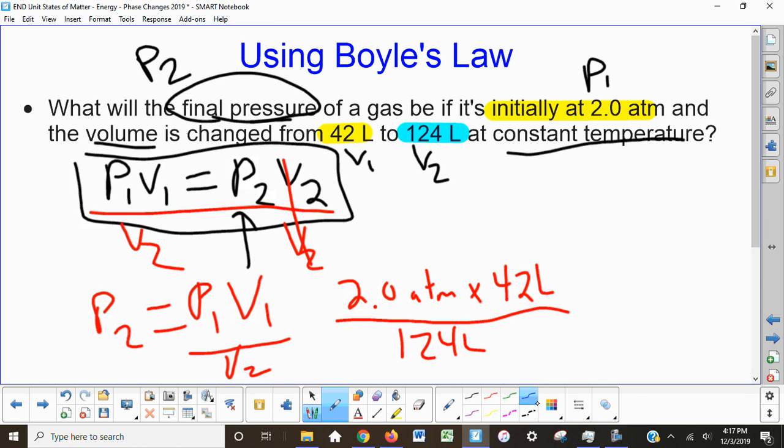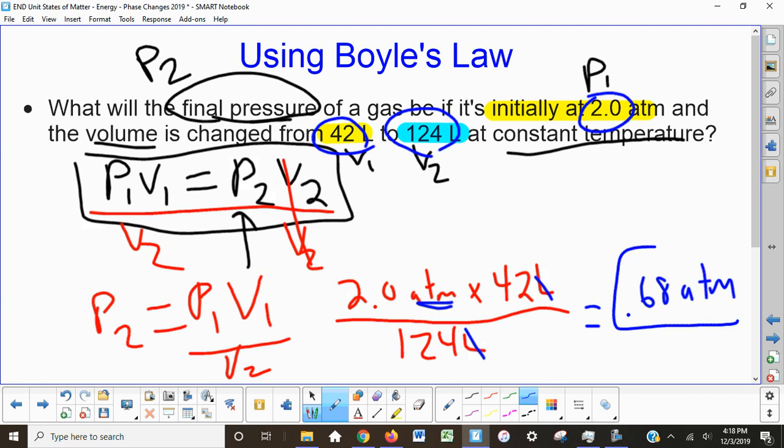You need numbers with units. If you just have 42 and 124, I have no idea what you're talking about. I will not give you full credit. This shows liters cancels. The only thing that does not is atmospheres, which should make sense since we are solving for pressure. So mathematically, I'm going to take 2 times the 42 and then divide by 124. And I'm going to get a final pressure of 0.6. It says 0.6774, etc. on your calculator, but with only 2 sig figs, since I have 2 in this one, 2 and 3, I'm just multiplying, dividing, so I'm going to keep the least amount. I'm just going to get 0.68 atmospheres.